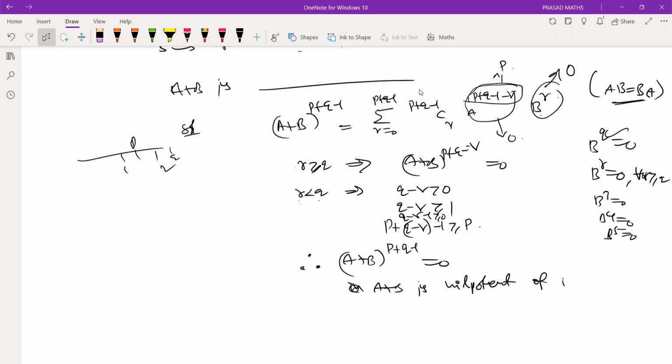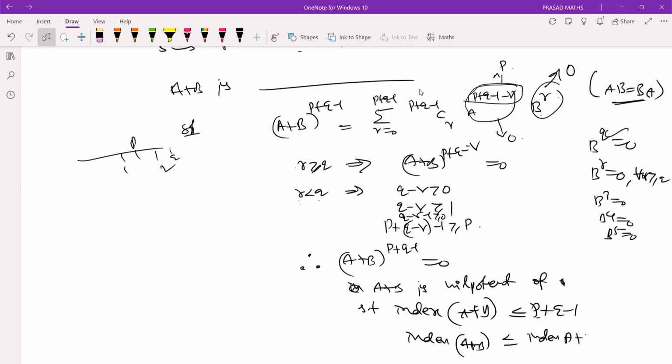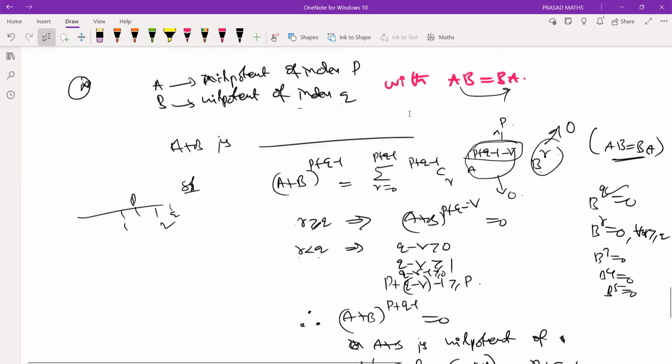What is the index? I don't know the index exactly, but I can conclude that the index of a plus b is less than or equal to p plus q minus 1. That is, the index of a plus b is less than or equal to index of a plus index of b minus 1. It is looking like a triangle inequality. Is it clear? We have done the proof for r bigger than or equal to q, or less than q. In both cases a plus b is nilpotent. Hence it is nilpotent in all cases. Is it clear?